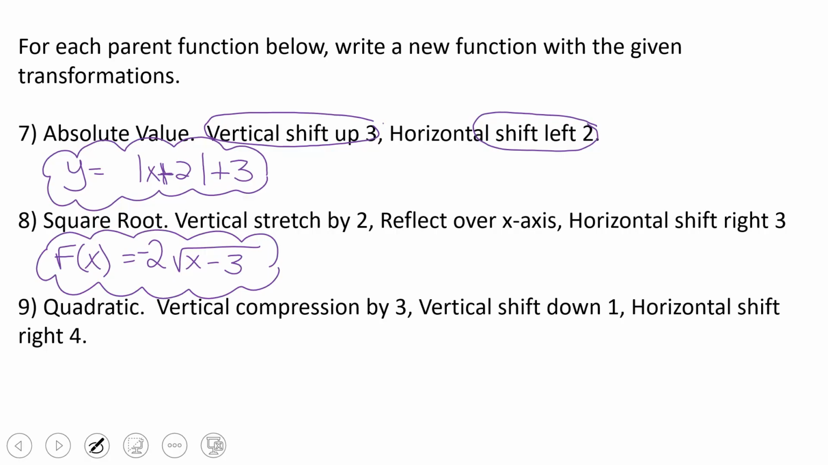All right, and our last one is quadratic. I'm going to name this one g of x. And with quadratics, in order to get that inside part, I'm going to create this parentheses and square it so that if I do have to put anything on the inside, I have space to do so. Okay, I have a vertical compression by 3. Compression means I'm multiplying by something between 0 and 1, so I know that on the outside I'd have a 1/3. I have a vertical shift down 1. So vertical is still doing the output, so on the outside I have a minus 1. Then I have a horizontal shift right 4, which means on the inside I would have a minus 4.